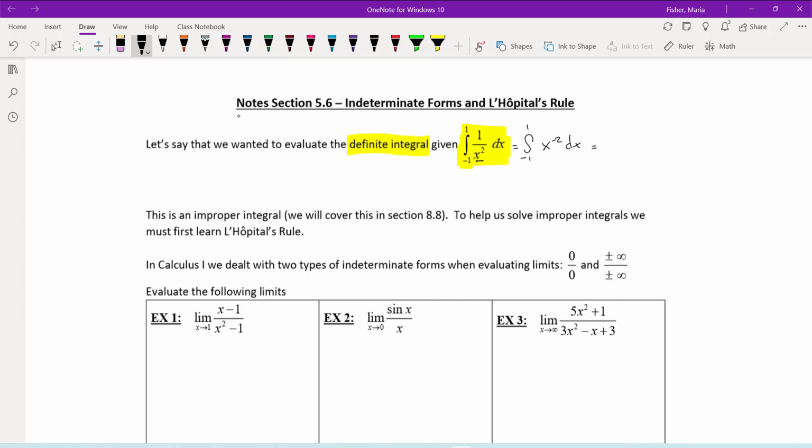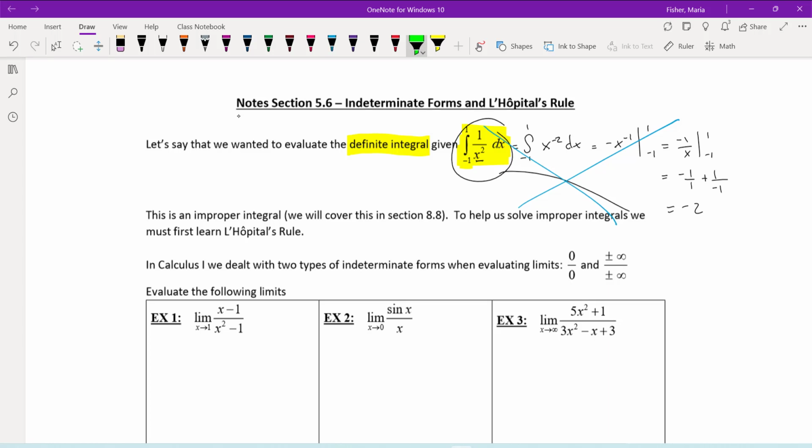Evaluating this, I'd get negative x to the negative first, evaluated from -1 to 1. Writing it without a negative exponent, it would be -1 over x, evaluated from -1 to 1. Plugging in the limits of integration, it'd be -1 over 1, minus the negative is plus 1 over -1, and so we might say, hey, this definite integral is equal to -2. Well, this is absolutely wrong.